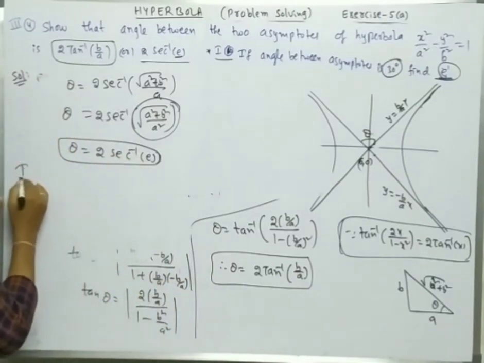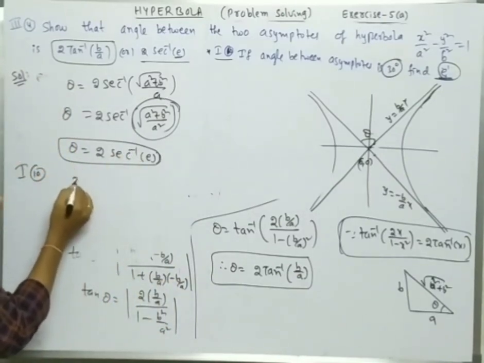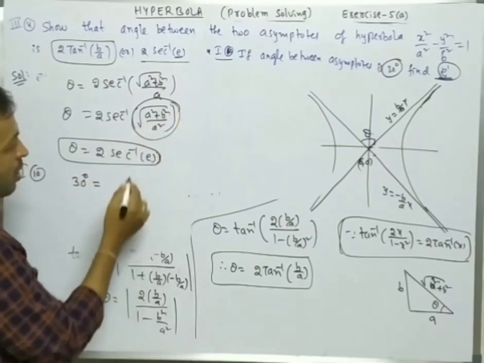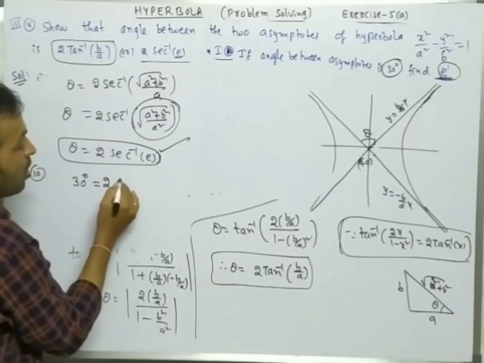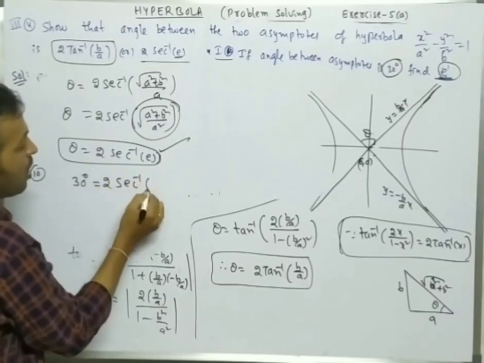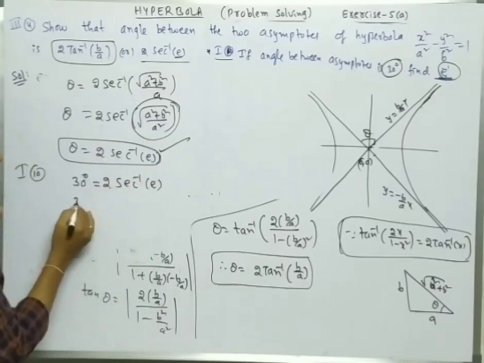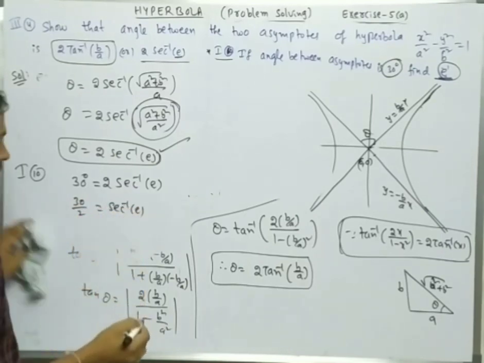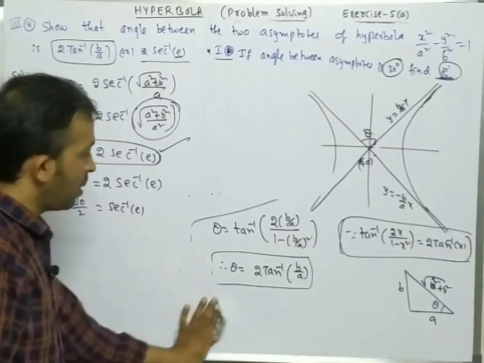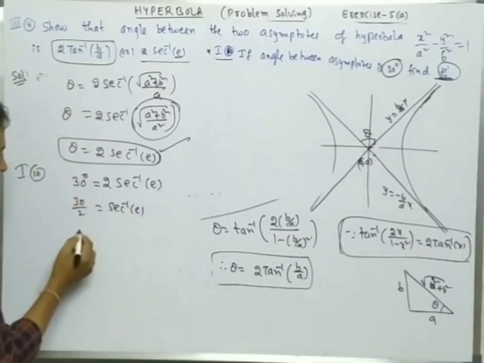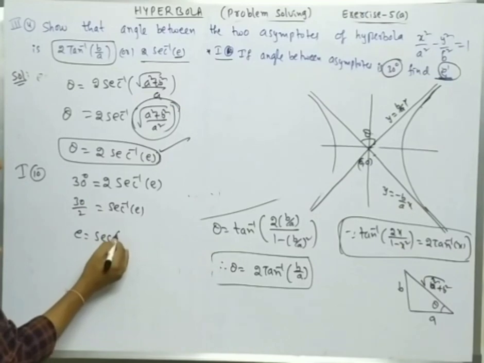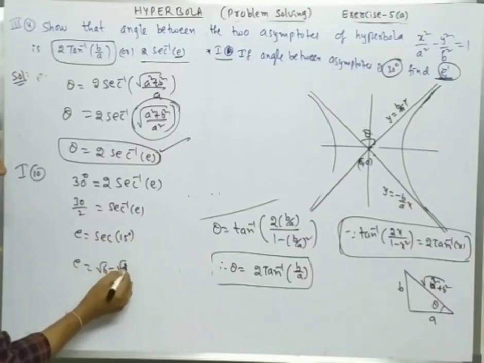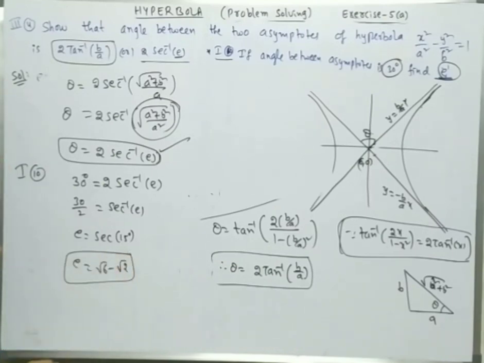Now the first bit, 10th question: the angle between asymptotes is given, how much? 30 degrees. Then we should estimate the eccentricity. So we have to use this formula. 30 degrees is equal to 2 secant inverse of E. So 30 by 2 is equal to secant inverse of E. 30 by 2 means 15 degrees. 15 degrees is equal to secant inverse E. Then E is equal to secant of 15 degrees. So the secant 15 degrees value is root 6 minus root 2. This is the eccentricity value.